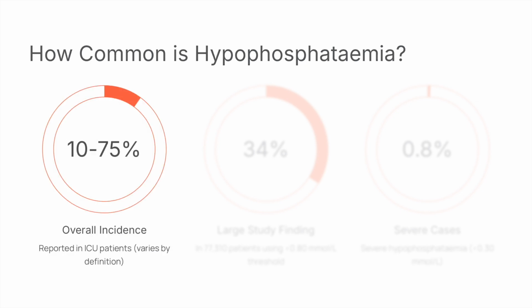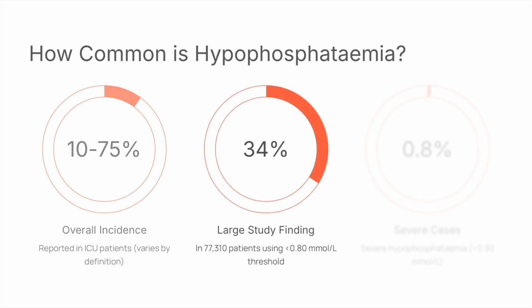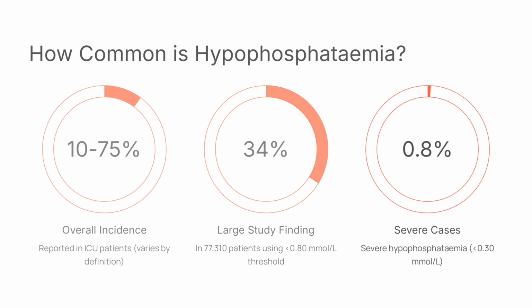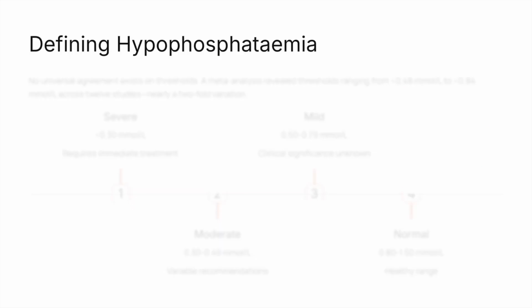So how common is hypophosphatemia in our setup? As it is a very varied population, the incidence can range from 10 to 45%, even 75% overall, because the definitions were very different and the populations are also very different. Next, you have the large studies, like one of 70,000 patients which used a cutoff of 0.8, where hypophosphatemia was found in 34% of the cases. However, severe hypophosphatemia was quite less, around 1% of cases.